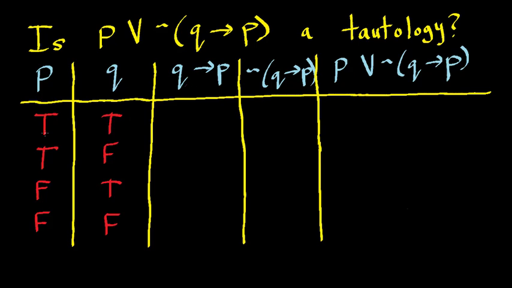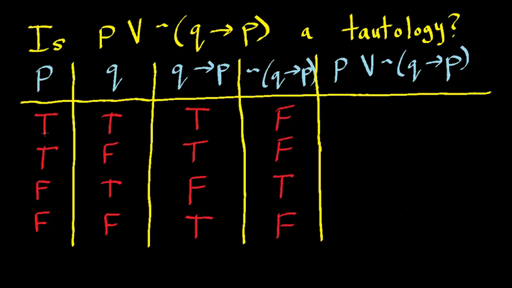Next, when completing if Q then P, we need to think of the Q column being before the P column. So if true then true is true. If false then true is true. If true, then false is false, and if false, then false is also true. The next column is the negation of if Q, then P. So we just look at the column before it and change the truth value. If Q, then P is true, then its negation would be false, and if it's false, it would be true.